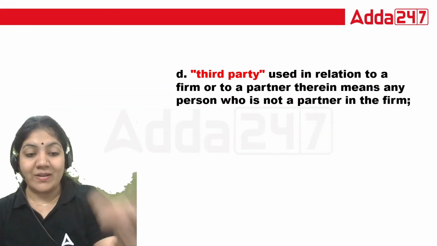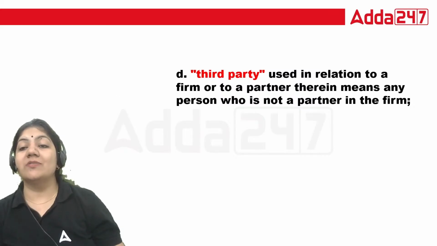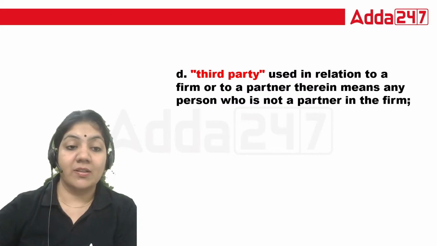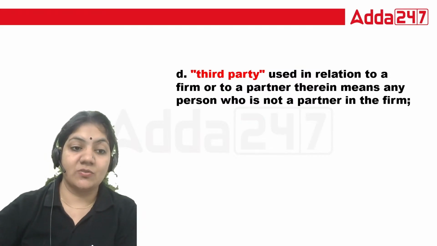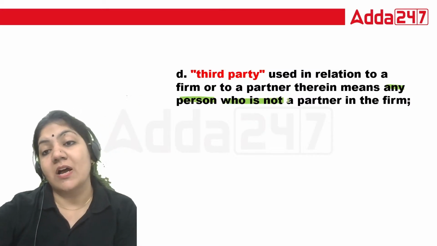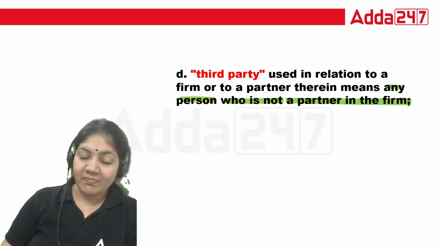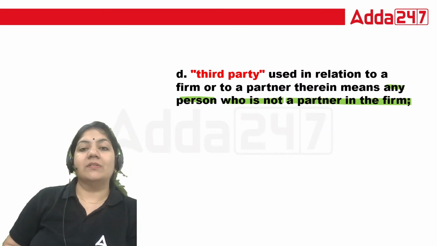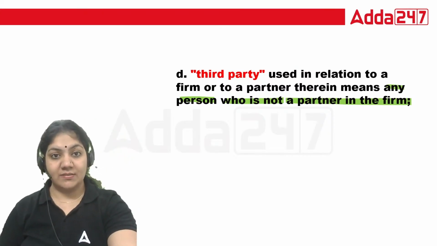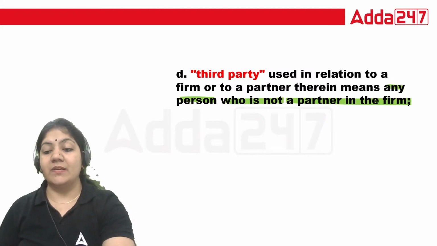Now, what is a third party? Third party, used in relation to the firm and the partner, means any person who is not a partner in the firm. Any person who is not a partner in the firm is called a third party. A very simple definition. Done, class? Next one.